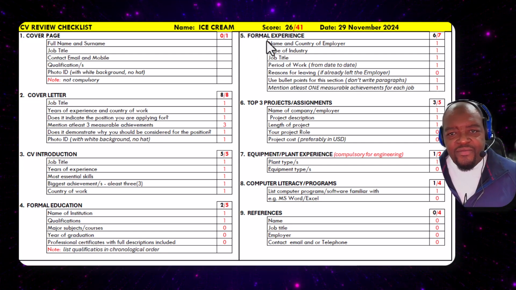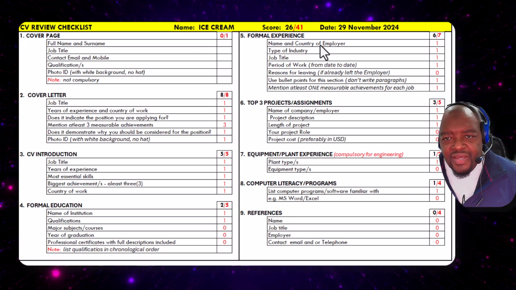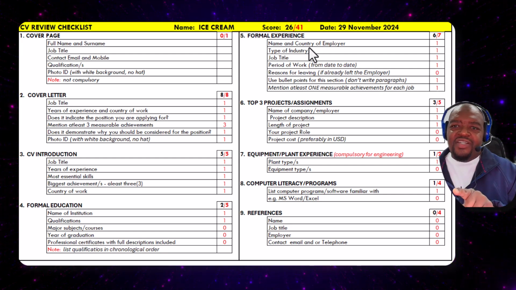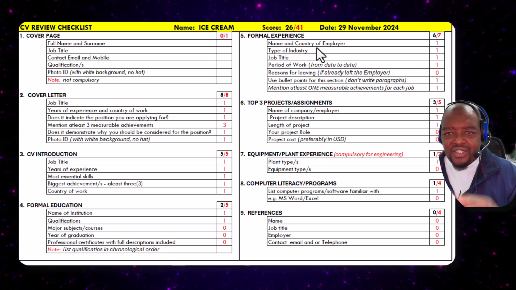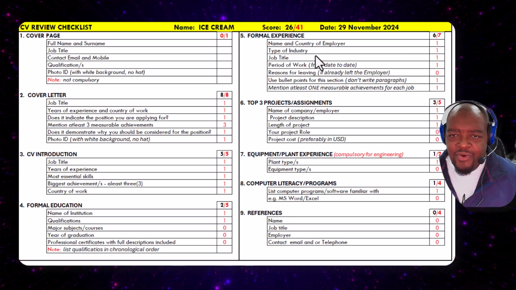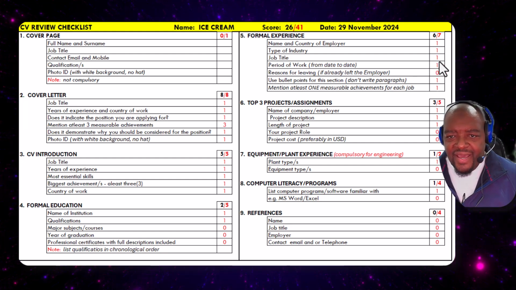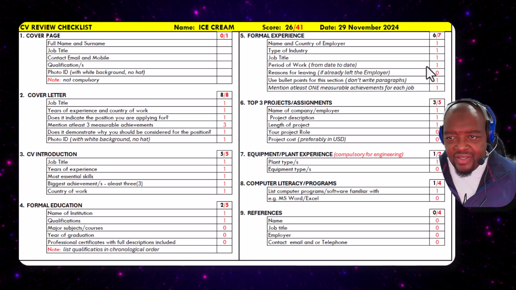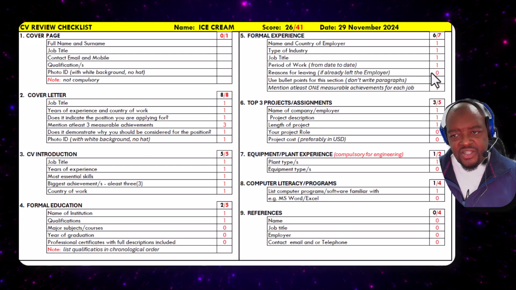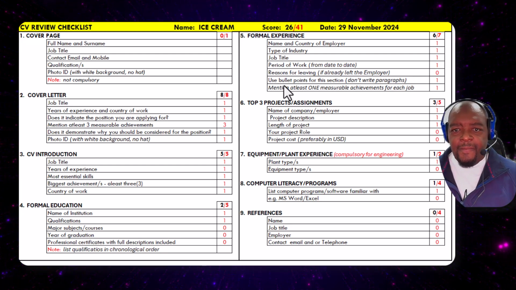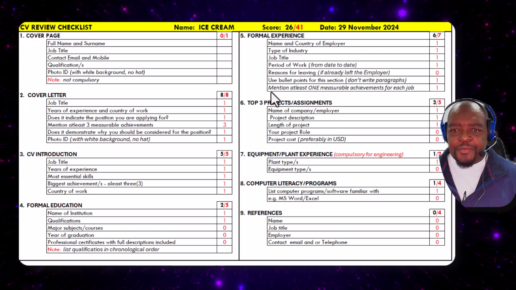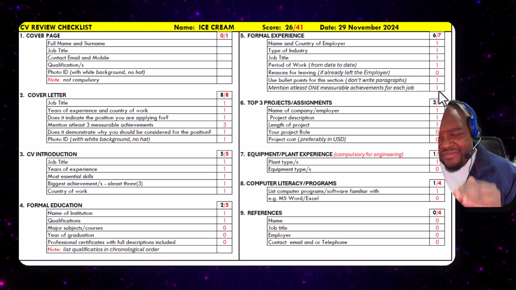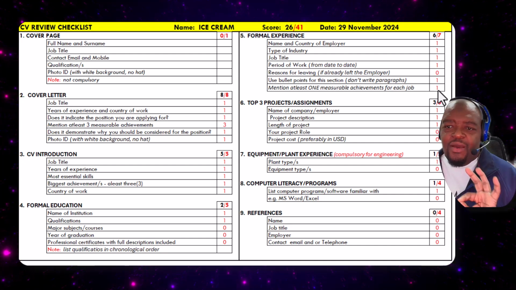Now we go to the formal experience, name and country of employer. He did not mention the country of the employer. However, he had mentioned his country in his introduction and cover letter. So we give him a 1. Type of industry mentioned, job title mentioned for each of his jobs, period of work mentioned, reasons for leaving, he did not mention, 0, zilch. He used bullet points, perfect. He mentioned at least one measurable achievement for each job, not for all the jobs, but the first one he had mentioned, so we give him a 1.